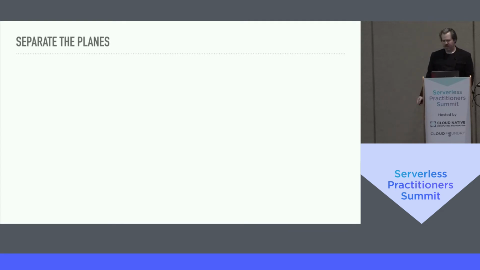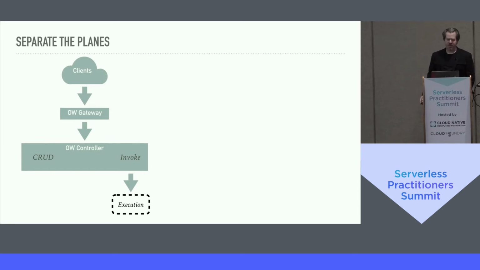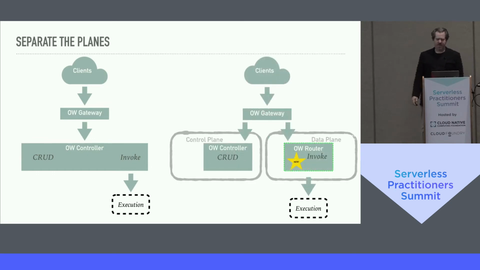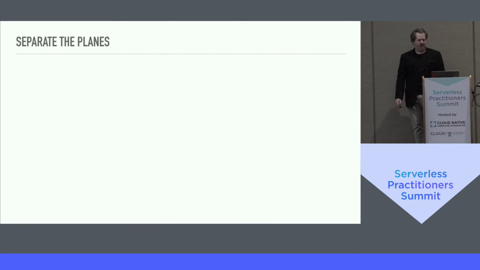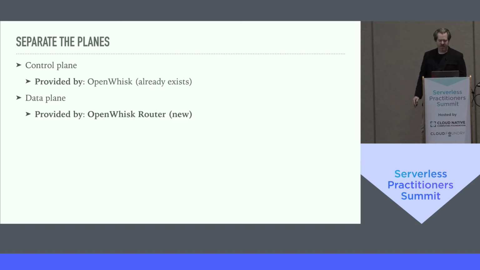Going through each of these, first separating the planes, this is pretty straightforward. We're just separating out the OpenWhisk controller to be dedicated to our control plane. And now we have a new component, the OpenWhisk router, and this is going to be dedicated to our data plane management for this system. Most of my talk will be more focused on the OpenWhisk router. If we look at these in detail, the control plane stays as is, and the data plane is now provided by the OpenWhisk router. It's going to be a dedicated data plane controller.